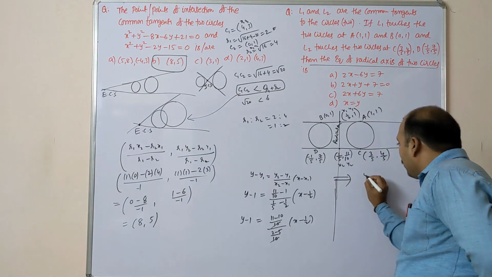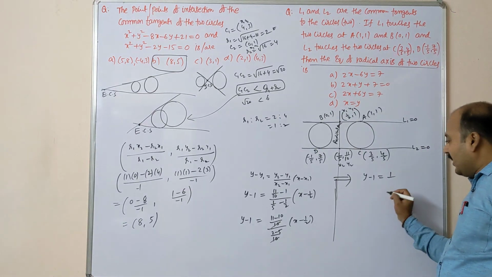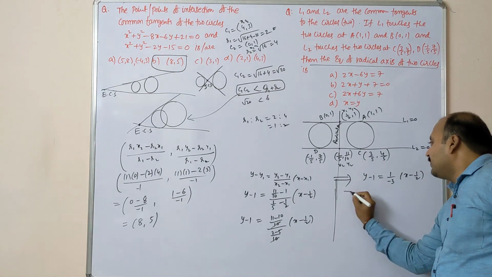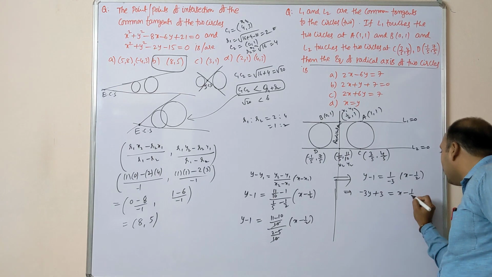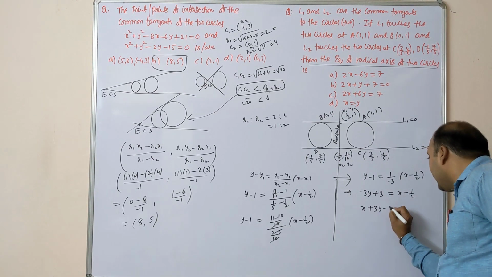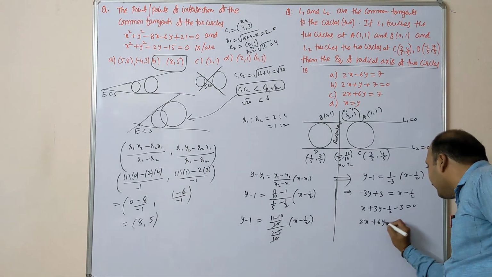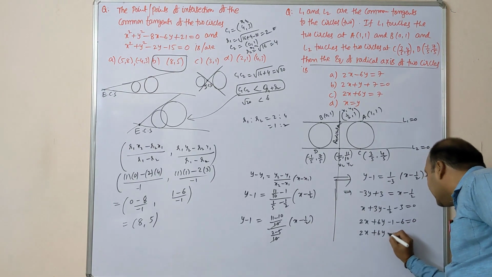y minus 1 is equal to (11 minus 10) is 1 by (2 minus 5) is minus 3, into x minus 1 by 2. Cross multiplication: minus 3y plus 3 is equal to x minus 1 by 2. These values we can take to this side: x plus 3y minus 1 by 2 minus 3 equals 0. So 2x plus 6y minus 1 minus 6 equals 0. 2x plus 6y is equal to 7.